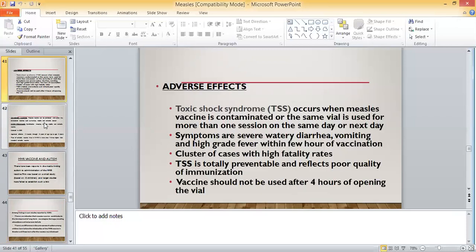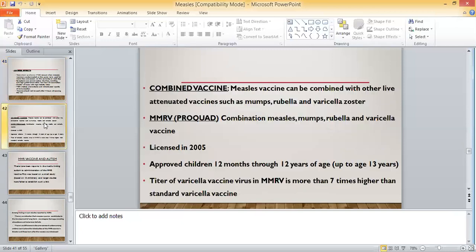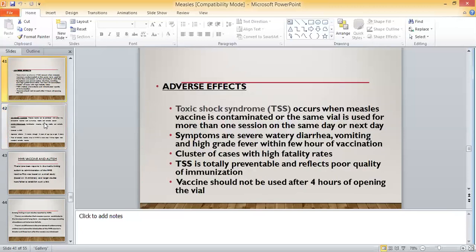Adverse effects: toxic shock syndrome, if the cold chain of the vaccine is not maintained, or it is opened again and again, or the whole vial is not used within 4 hours. If it is used after 4 hours, it can cause toxic shock syndrome, and the child can develop severe watery diarrhea, vomiting, and high-grade fever within a few hours of the vaccination. But toxic shock syndrome can be managed very well. It is not a deadly condition.